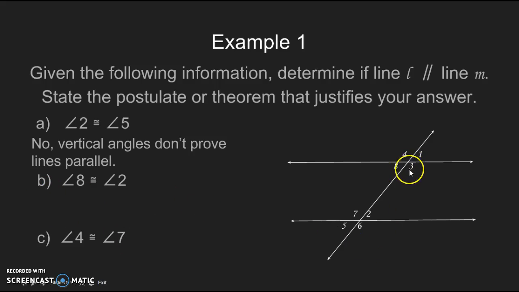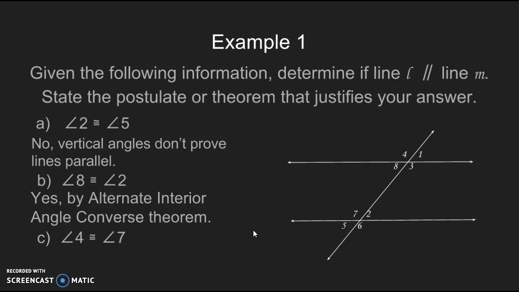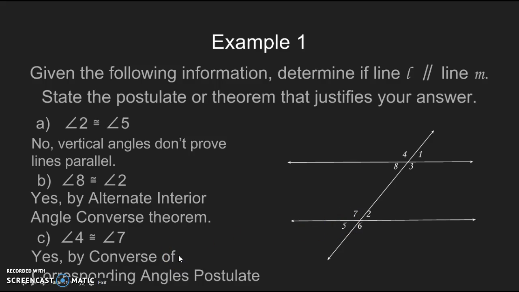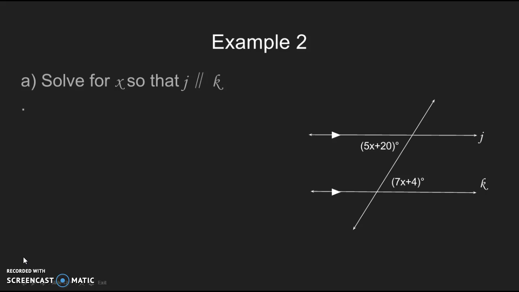Next, we're looking at angle 8 and angle 2. These are alternate interior angles, and we know that because they're congruent to each other. So yes, by alternate interior angle converse theorem, this proves that line L is parallel to line M. And now we're looking at our last pair of angles, angle 4 and angle 7. These are corresponding angles, so yes, they do prove line L is parallel to line M by the converse of corresponding angles postulate.